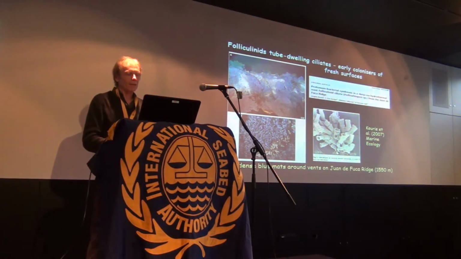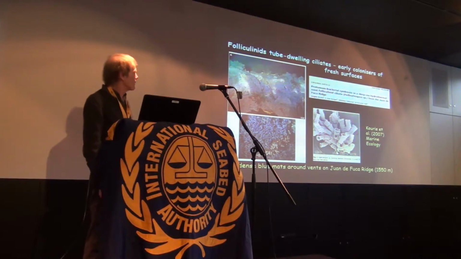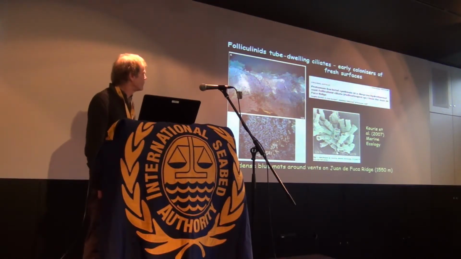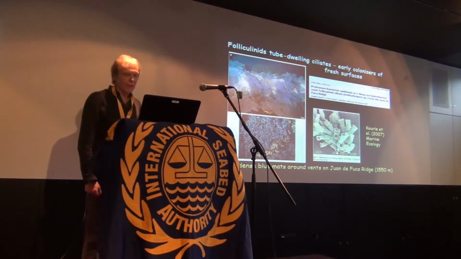And then there are these folliculinid ciliates, which were found by Van Dover, but there's also an interesting paper by Kouris et al. published a few years ago, where they found huge quantities, very dense blue mats around vents on the Juan de Fuca Ridge. There must have been millions and millions of these ciliates, and the ciliates live inside these organic tubes. So I thought that was worth mentioning.